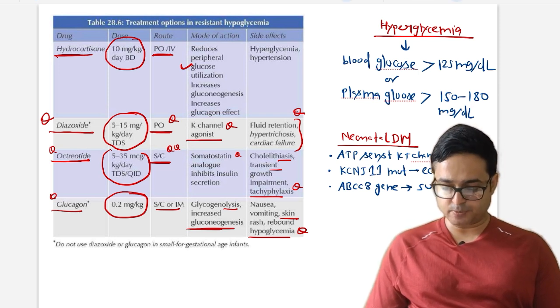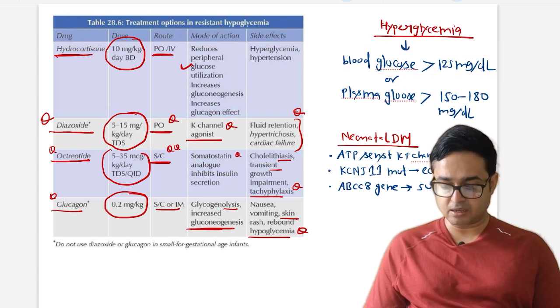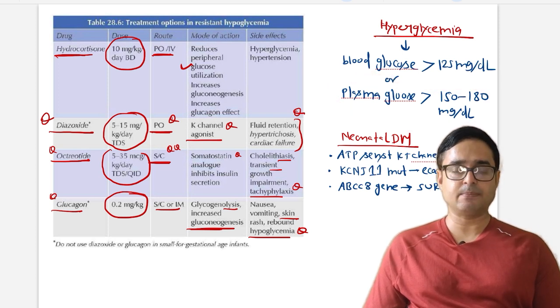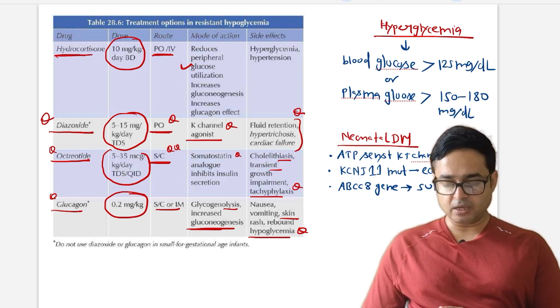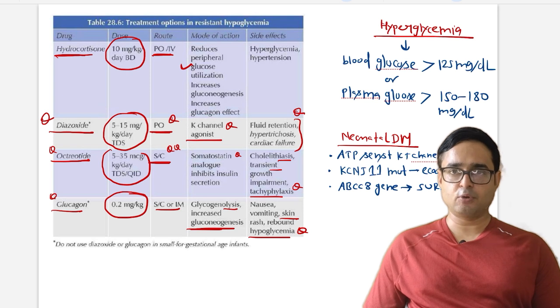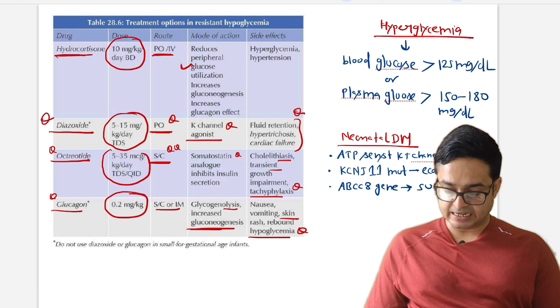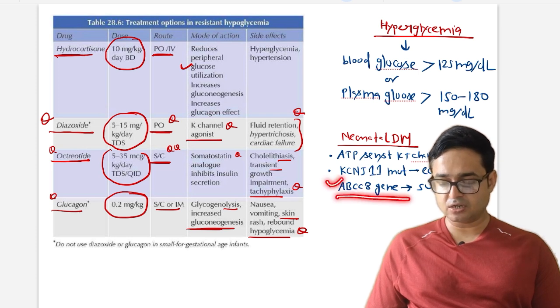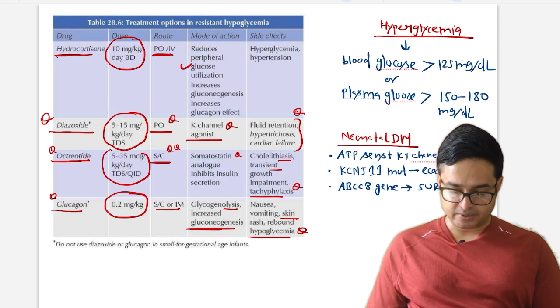We'll talk briefly about the hyperglycemia definition. We'll not go into management. Blood glucose more than 125 milligram per deciliter is hyperglycemia. Plasma glucose more than 150 to 180 milligram per deciliter is hyperglycemia. Neonatal diabetes mellitus is a huge, vast topic. We'll just discuss three important genetic pointers in neonatal diabetes mellitus: ATP sensitive potassium channel mutation, KCNJ11 mutation, and ABCC8 gene mutation. These are the most important mutations in neonatal diabetes mellitus.